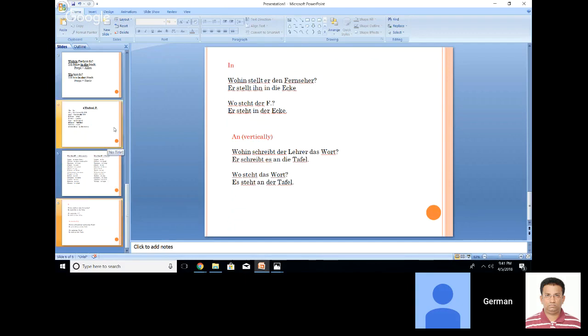Where is he writing the word? He is writing it on the Tafel, on the board, on the blackboard. There is an action being involved of writing. That's why accusative. And wo steht das Wort? Where is the word situated? It is situated, or it lies, on the board. That's why dative case. It is answering the question wo.